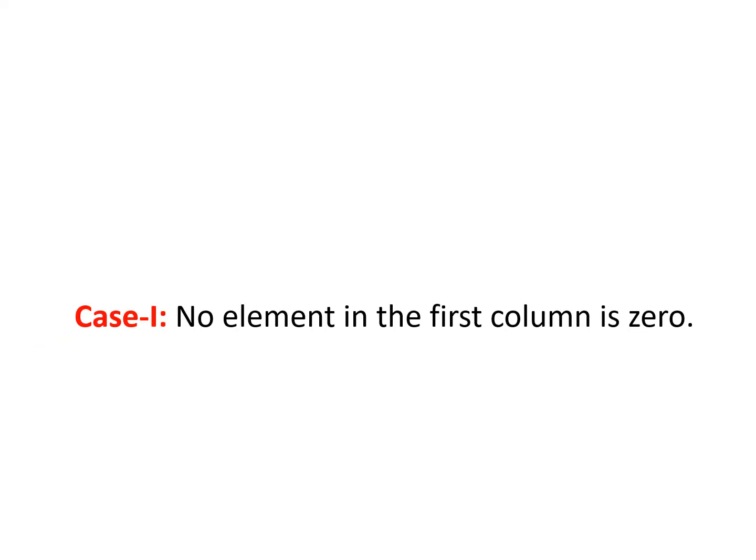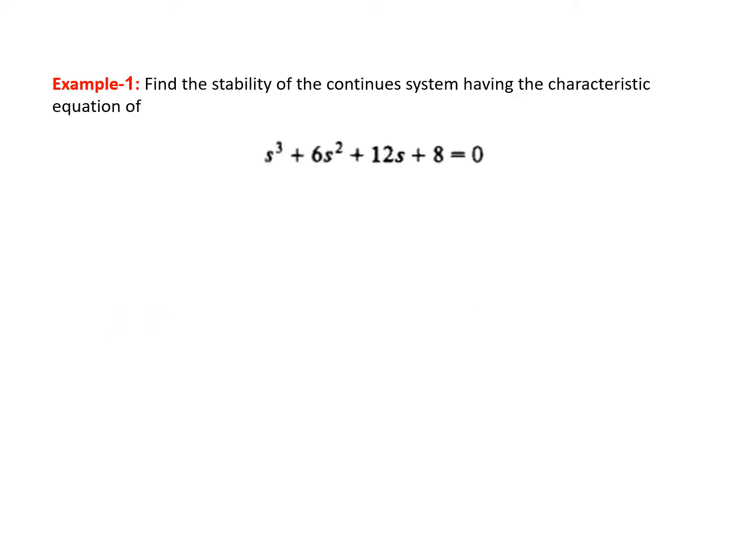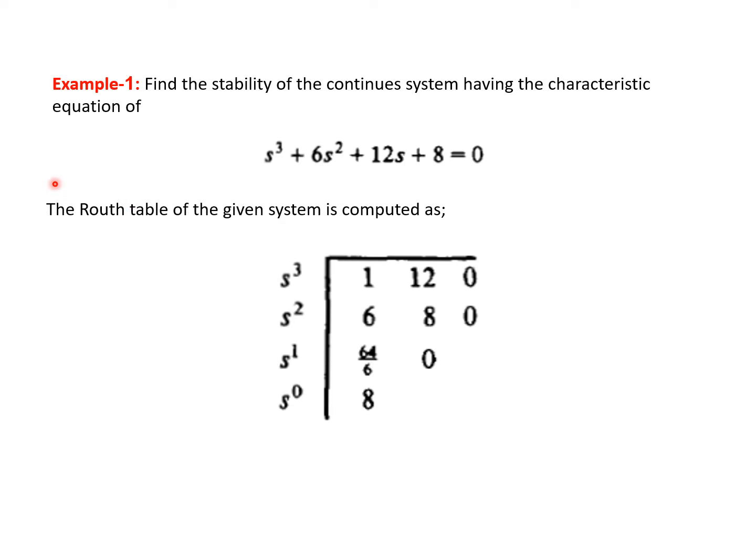So first let's take a case where no element in the first column is 0. So let's take an example here. The example is s cube plus 6s square plus 12s plus 8 equal to 0.